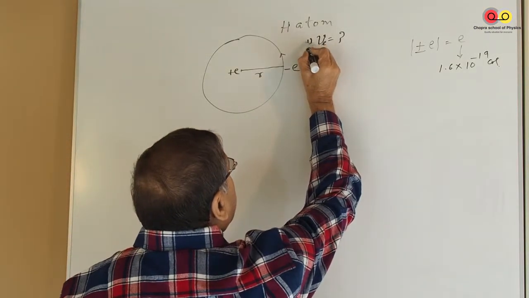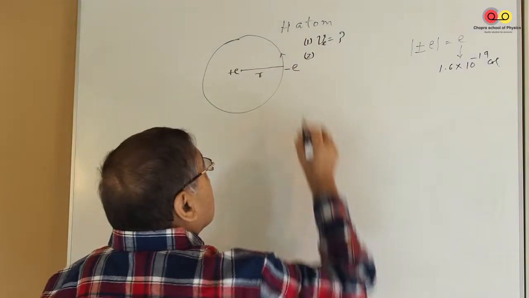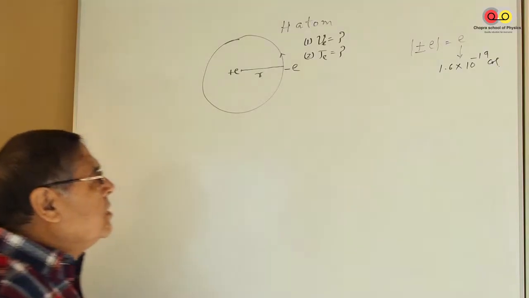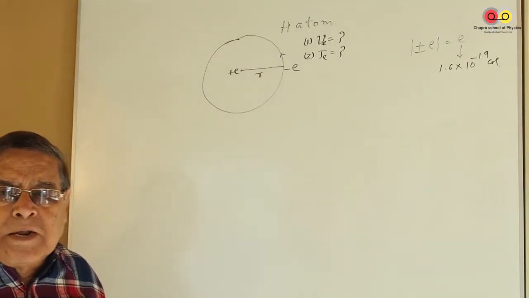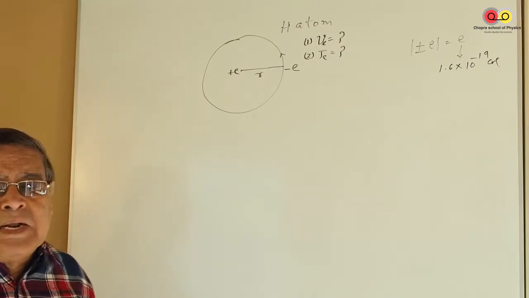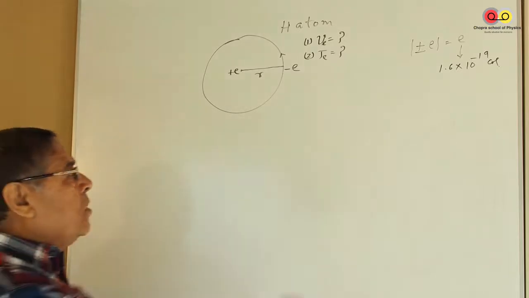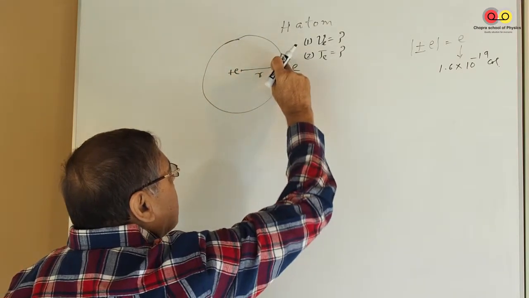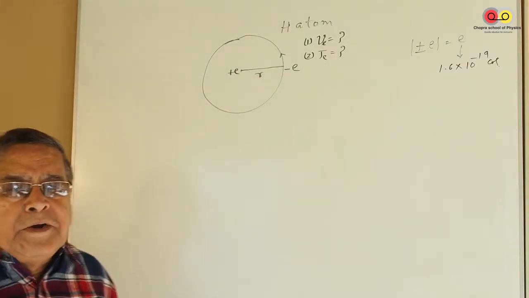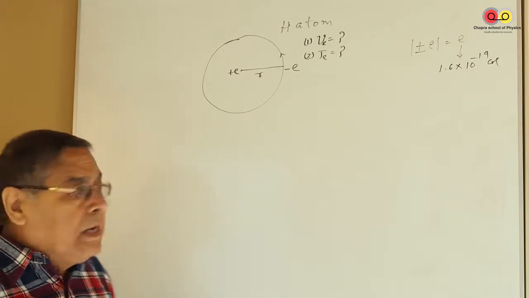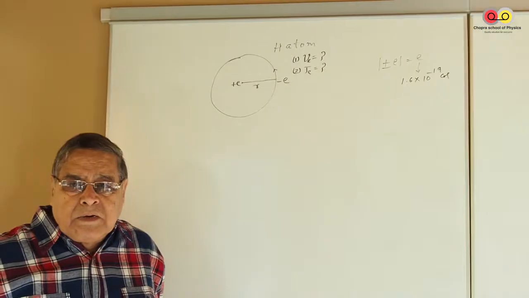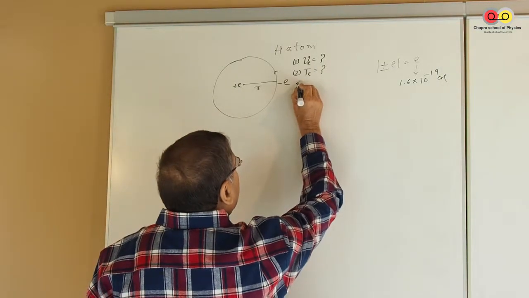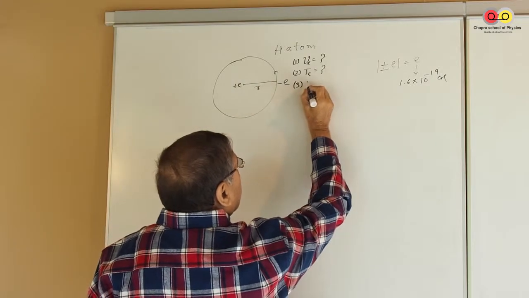Then, second thing we have to find, number 2, that is TE, with a question mark. Our question is to find the speed of electron around the nucleus and the time period of electron around the nucleus. You are aware that time period means time taken by electron to complete one revolution. That is the meaning of time period. I hope this is clear to you. T stands for time period, that is time taken to complete one revolution around the nucleus. The another thing is number 3, that is to find current I.